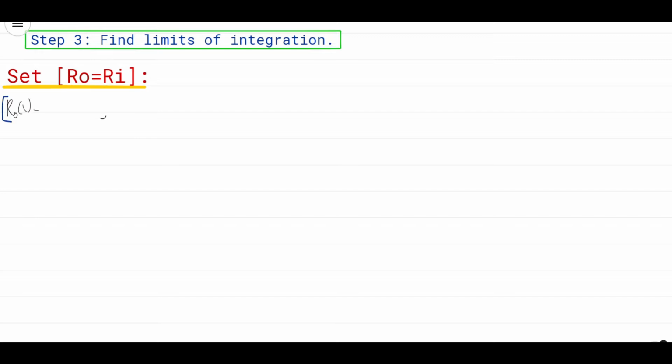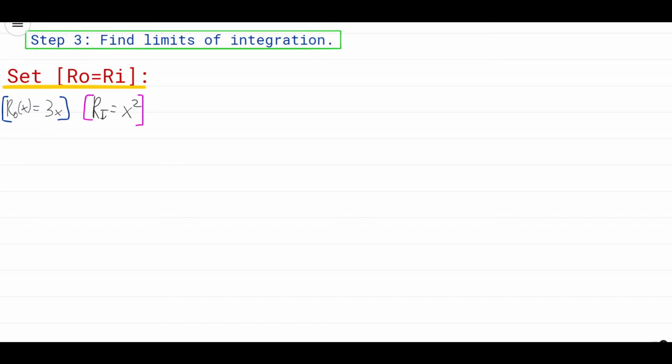So our R_O is equal to 3x, the outer radius. Our R_I, the inner radius, was equal to x squared. Notice it's R_O and R_I, not squared, because when we squared them, that's what we're plugging into our integral. But when we're finding our limits of integration, it's R_O and R_I without being squared. I want you to keep that in mind because that's a common mistake where people fall. So do not assume this is R_O squared and R_I squared. It's R_O is equal to R_I.